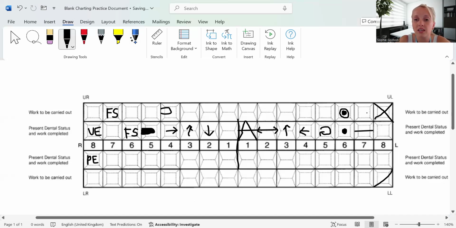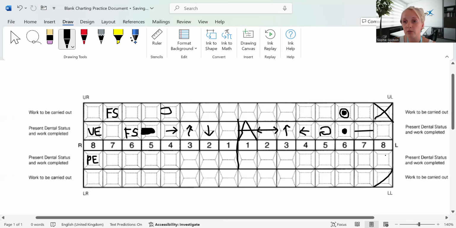Okay, a lot to take in, but as long as you revise and you practice and use your practice documents and just keep practicing the manual charting, you will remember the notations. It's just quite hard to take it all in on one session, so make sure that you revise for your session.